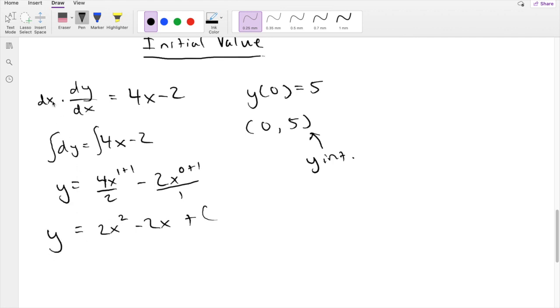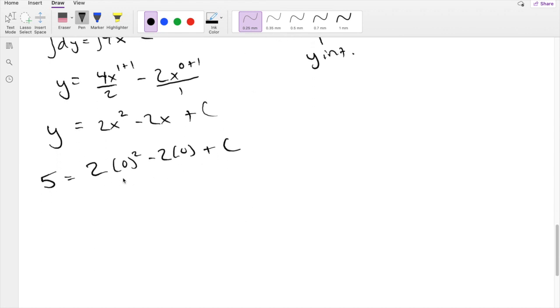Now we kind of have our antiderivative of our original equation. Now, this is where we can solve for c. We're simply just going to plug this point in. So, plug the point (0, 5) in, place 5 equals 2 times 0 squared minus 2 times 0, plus c. Then, essentially, these cancel out. We're left with c equals 5.